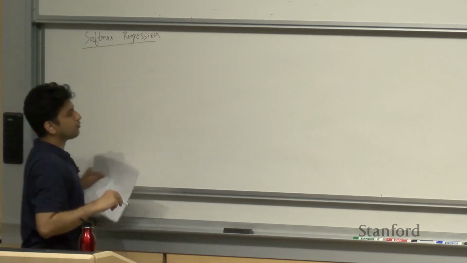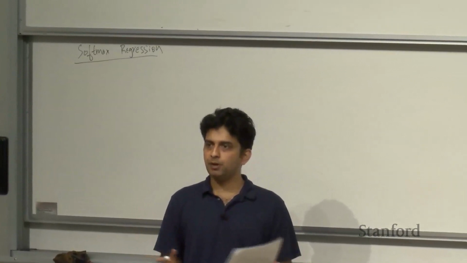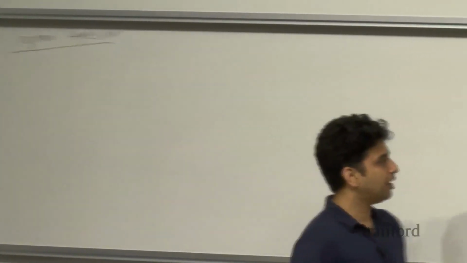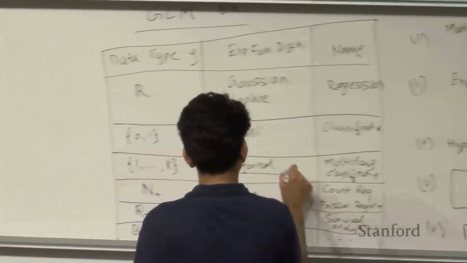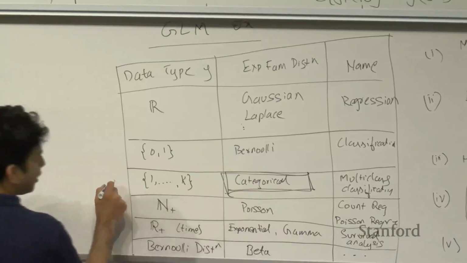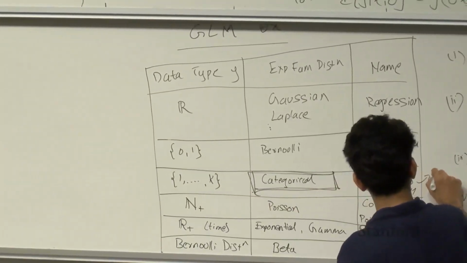Softmax regression is part of the exponential family, or a generalized linear model. When you make a choice of categorical as your choice of exponential family, you get multi-class classification, and this is also called softmax regression.